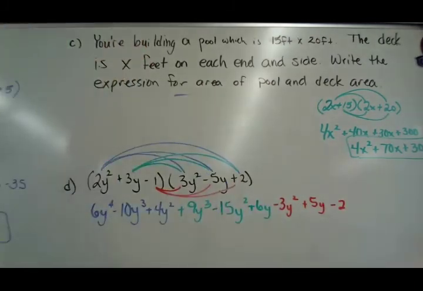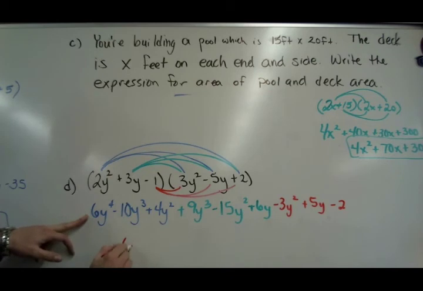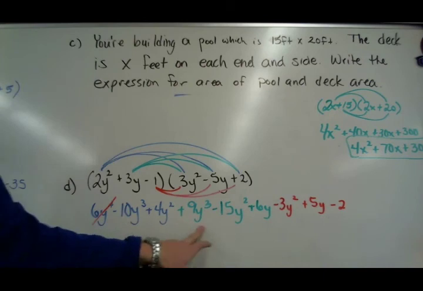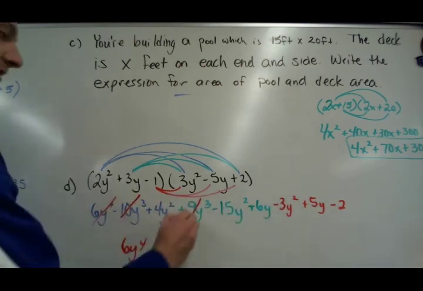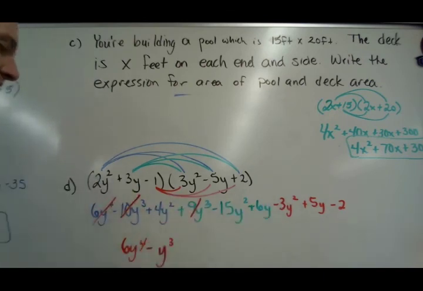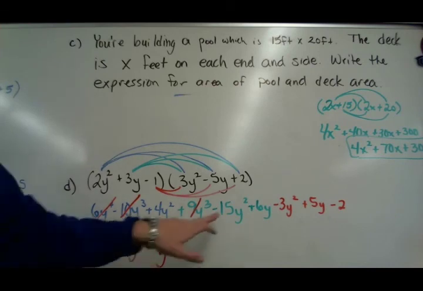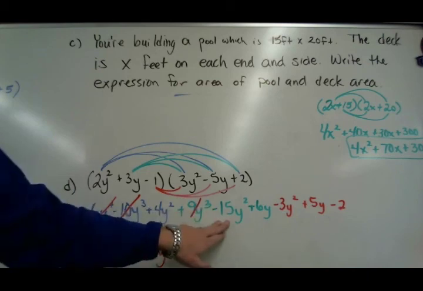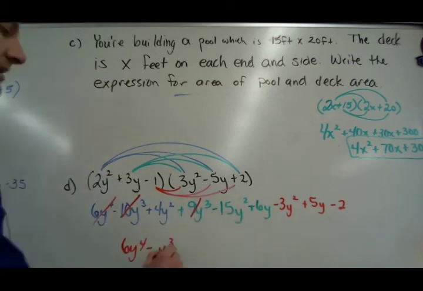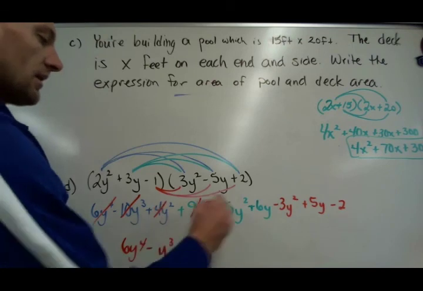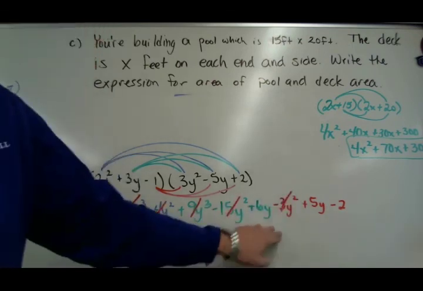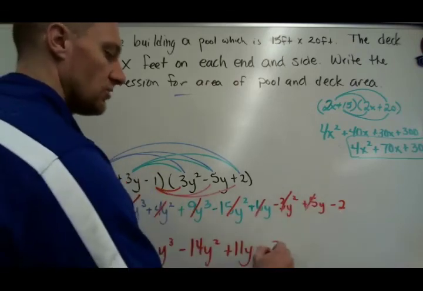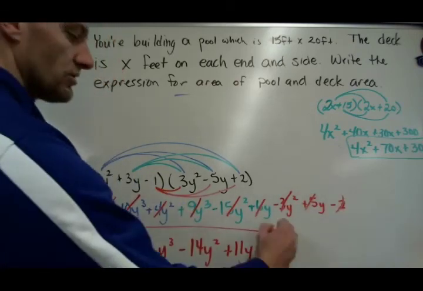Then combine all of this together, looking for like terms. You've got a 6y to the fourth. You have a negative 10y cubed plus 9y cubed, and those are all your cubes. Combining those gives you negative 1y cubed, or just negative y cubed. I've got a 4y squared minus 15y squared minus 3y squared. So 4 minus 15 is negative 11, and negative 11 minus 3 is negative 14y squared. Now you've got a 6y plus a 5y, which gives you a positive 11y. And then finally your minus 2 goes on the end. And there is your resulting polynomial.